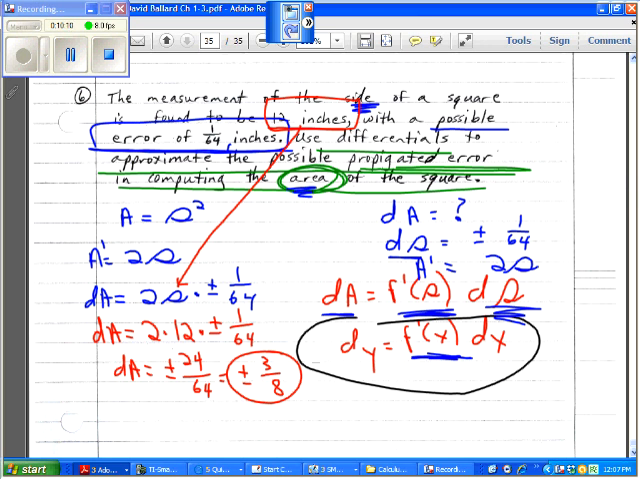So the propagated area is plus or minus 3/8, and we're talking about area, and that would be in square inches, right? So if we measured the side of 12 inches with a possible error of plus or minus 1/64, it would give us a propagated error in the area of plus or minus 3/8. Okay. Understand how we do that?